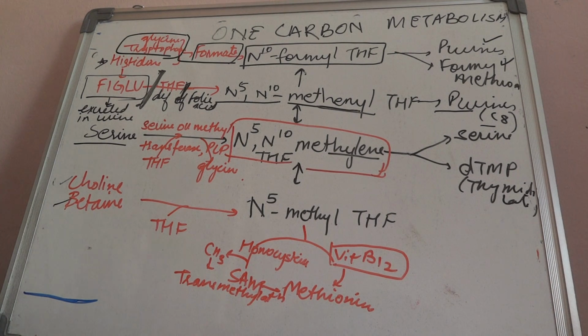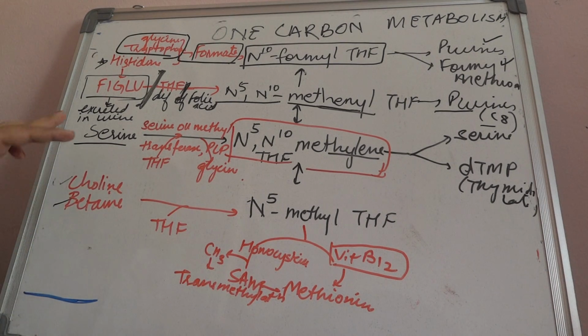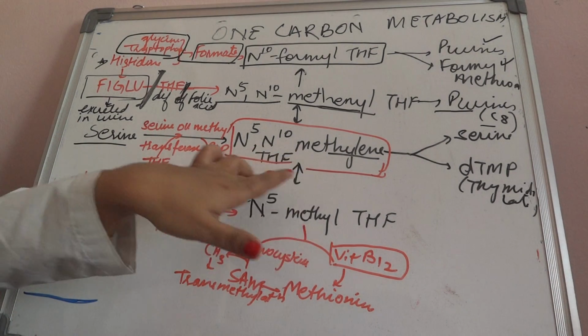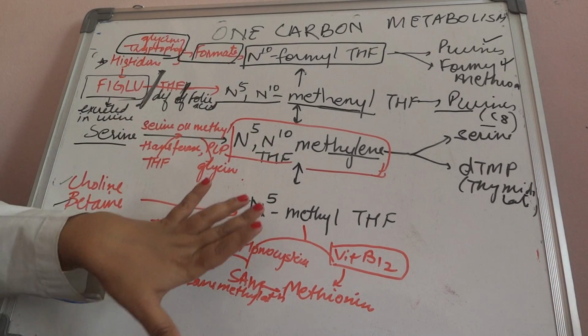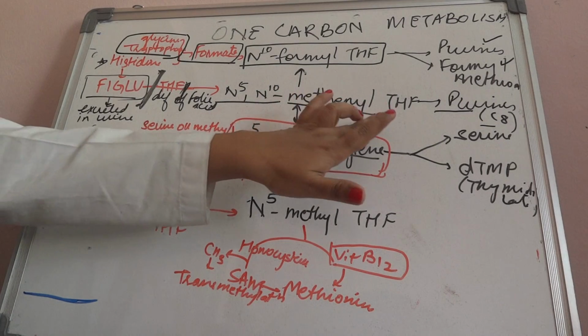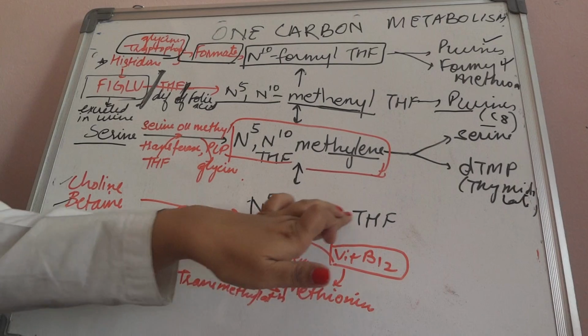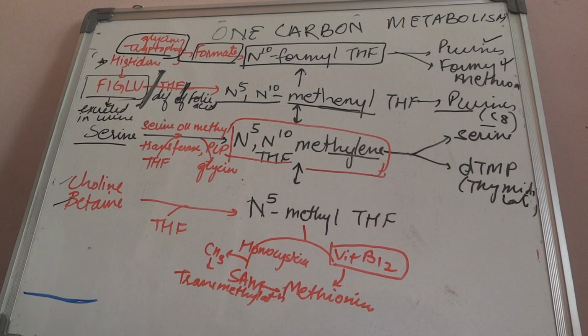A difficult metabolism to remember because there is lots of methenyl, methylene, formyl taking part in the reaction. But if you remember which is the first compound that is to be formed in this cycle, it is N5N10 methylene tetrahydrofolate. One reaction downwards, two reactions upwards. N5N10 methenyl tetrahydrofolate will be formed. N10 formyl tetrahydrofolate and N5 methyl tetrahydrofolate will be formed.